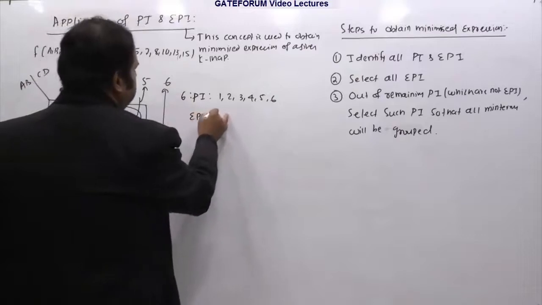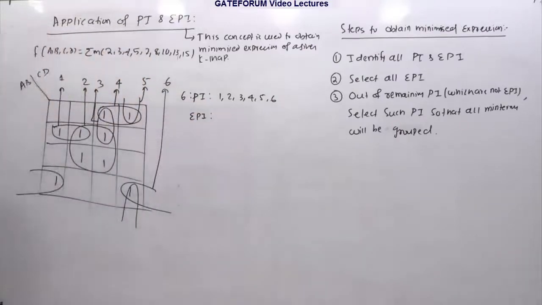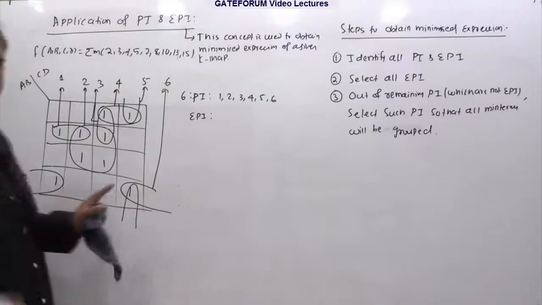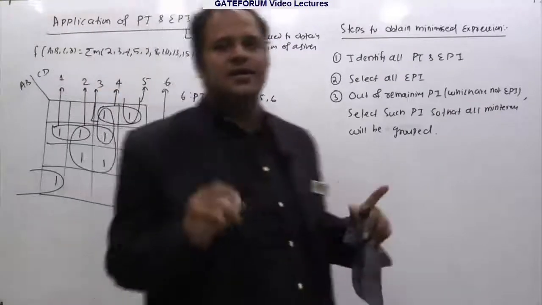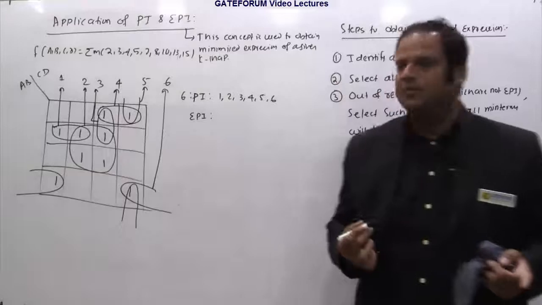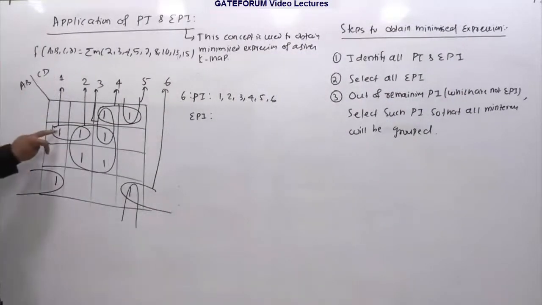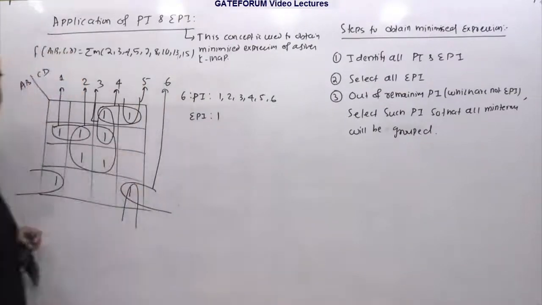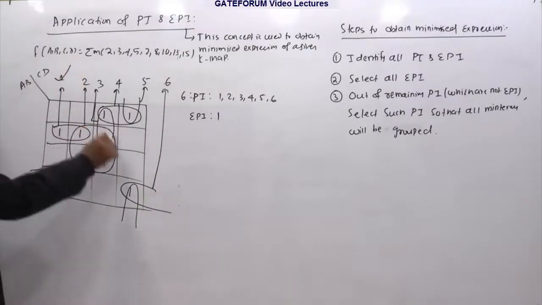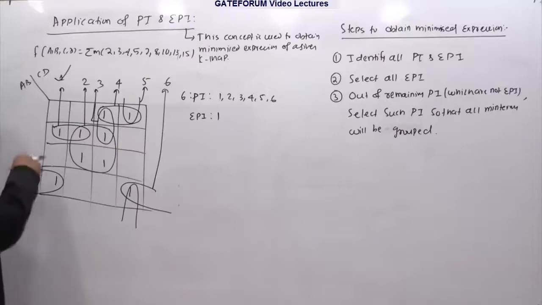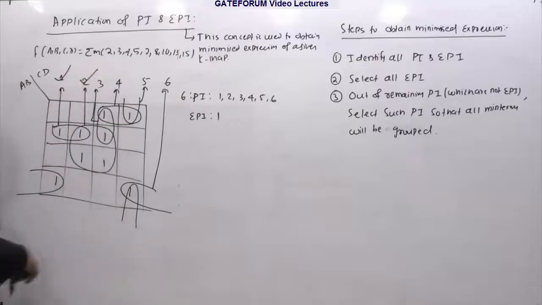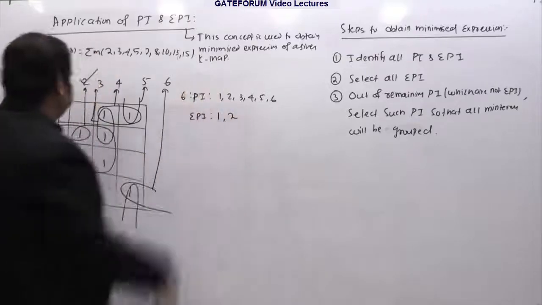Now the next thing is how many EPI are there. To identify how many EPI there are, I should check each and every group again with this criterion: whether it contains at least one min term which is not covered by multiple groups. So what about group number 1? In group number 1, out of 2 min terms, this min term is not covered by multiple groups. So group number 1 is an EPI. What about group number 2? Group number 2 is a quad, and out of 4 min terms, 2 min terms are not shared by multiple groups. So group number 2 is also an EPI.